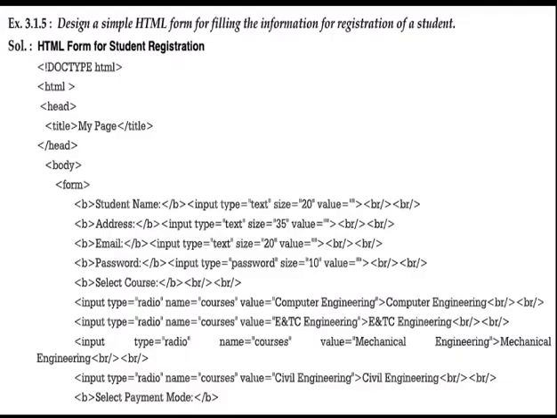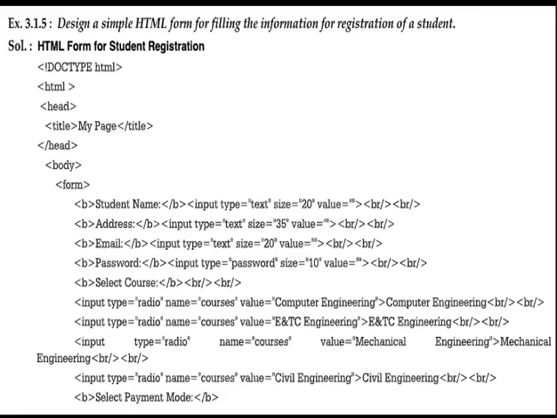Okay, so design a simple HTML form for filling the information for registration of a student. Let's start with the code. So doctype HTML, then your HTML tag, then open head tag, open title tag, close head tag, open body tag. Now in body tag open your form tag. Okay, so first field is what? Your student name. So in bold it is written student name.